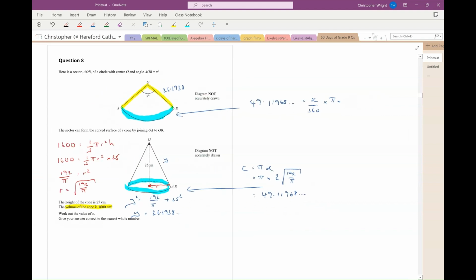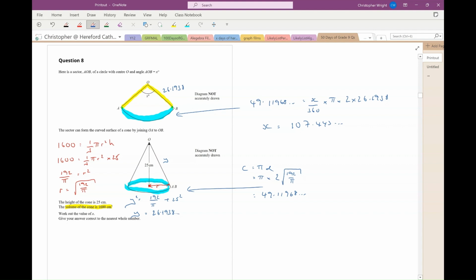where the diameter is twice that 26, isn't it? Pi times 2 times 26.1938. So I suspect that I've ended up with an equation here I can solve for x. So I've got the 49.11968 on my calculator already, so times that by 360, divide it by 2, and divide it by 26.1938. Okay, and divide it by pi. Gives me x equals 107.443, and so on.